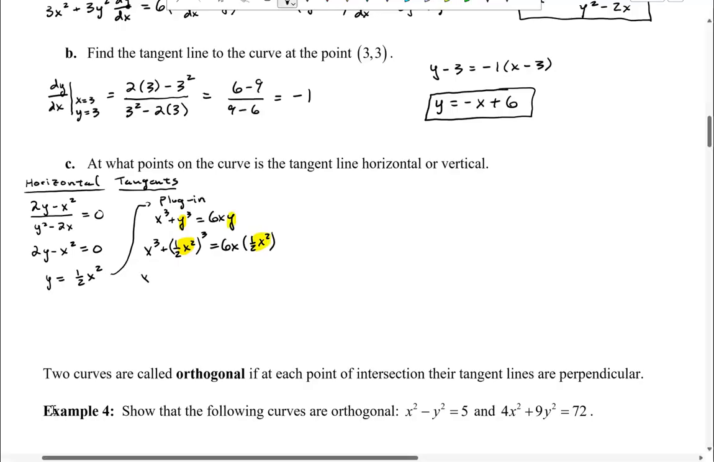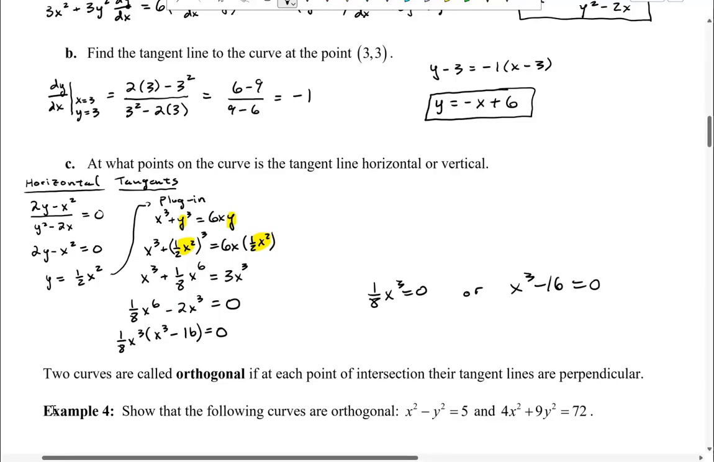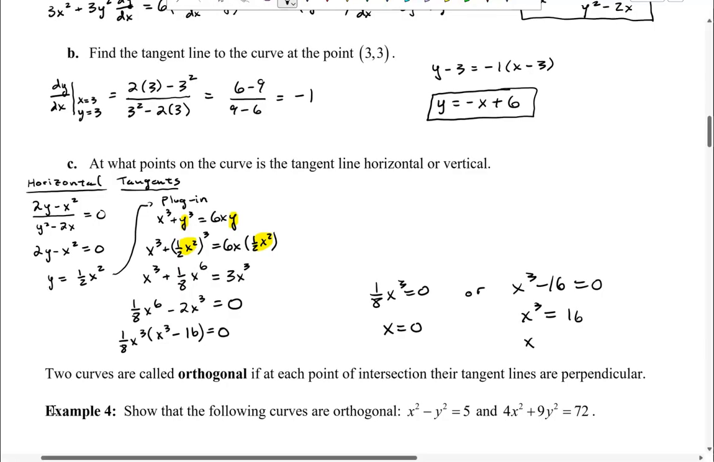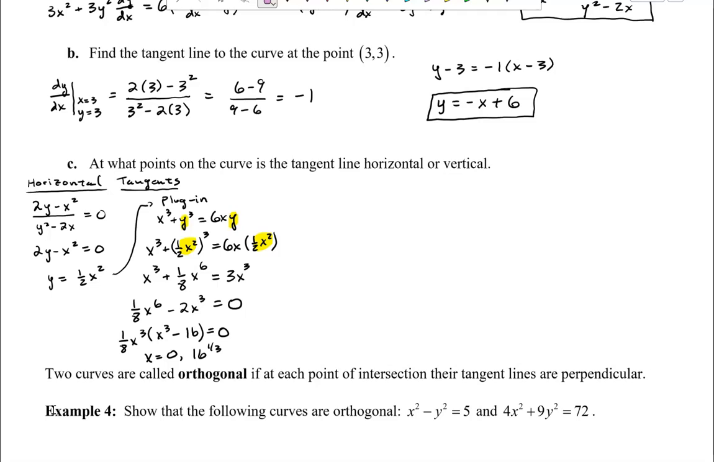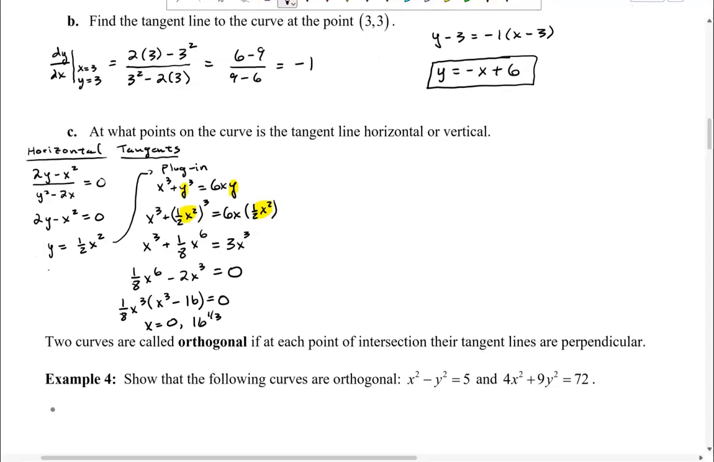Now we solve this equation. So that means that either 1/8 x to the third is equal to 0, or x to the third minus 16 is equal to 0. Here, x will be 0. Here we have x to the third is equal to 16. So that means x is equal to 16 to the 1/3 power. Next, we need to find the corresponding y values. We can do that quickly by plugging in 0 for x and 16 to the 1/3 power for x in this equation here. When we plug in 0, we get 0, 0.